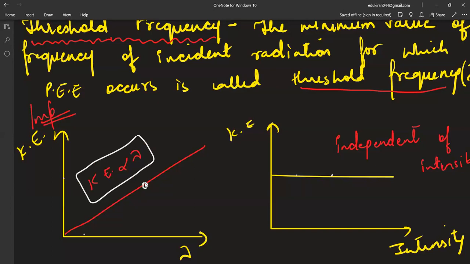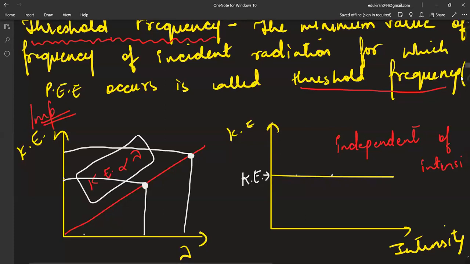If I choose a point over here, I have a value of frequency. For that, there's a value of kinetic energy. If I choose one more point, for that, kinetic energy has subsequently increased in the same ratio because both are directly proportional. But when we are talking about the kinetic energy versus intensity, it is independent. You keep on increasing the intensity to the maximum value, kinetic energy will not have any effect. It will have one fixed value.